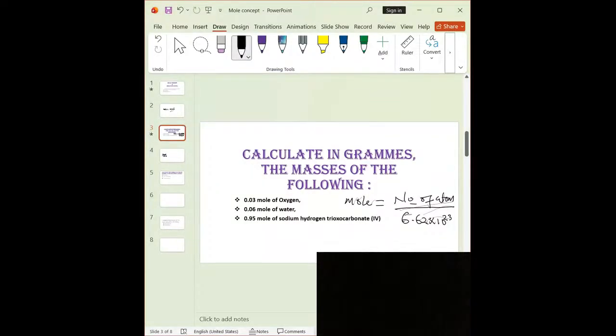These two definitions, let me write them here clearly. The first one is mole equal to mass over molar mass, while the second one is mole equal to number of atoms or ions over 6.02 times 10 raised to the power 23.